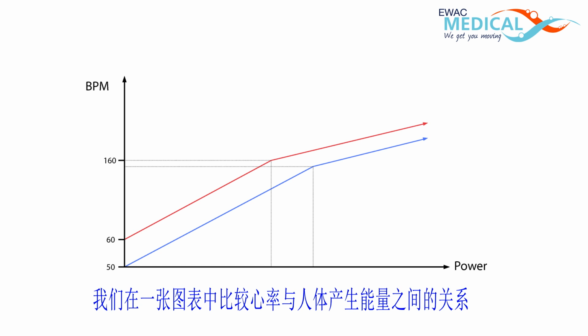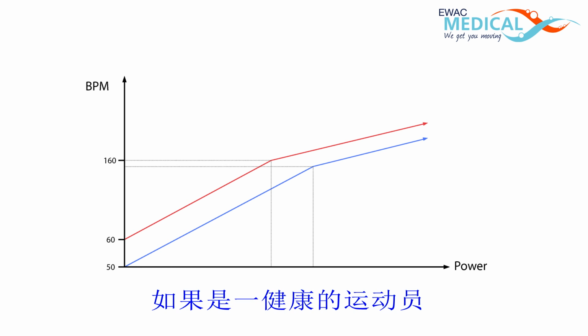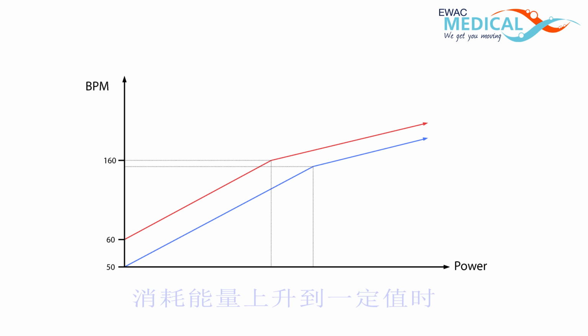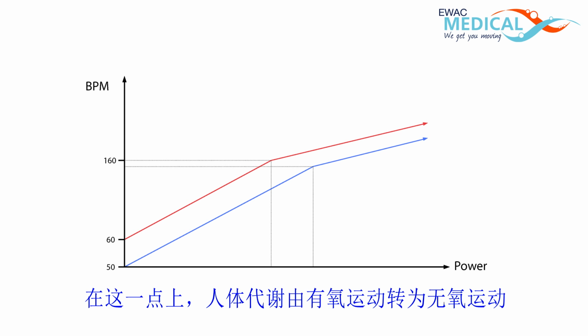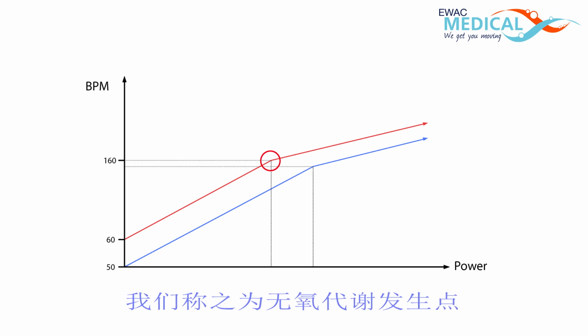We have put the heart rate and the labor produced by the human body in one graph. If in a healthy athlete the amount of labor is increased, at a certain point the heart rate does not increase linear with the labor produced anymore. At this point, the body starts to switch from aerobic to anaerobic combustion. We call this the anaerobic threshold.